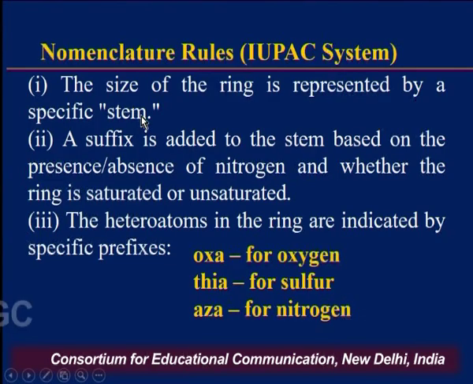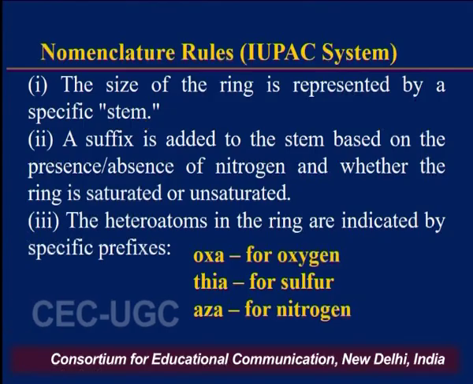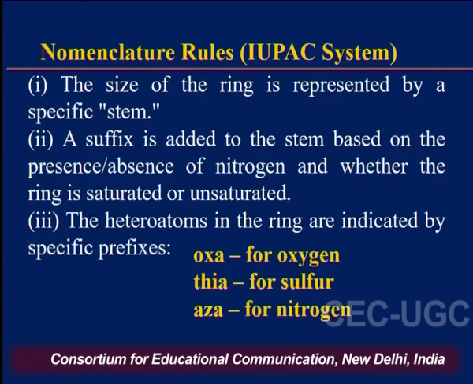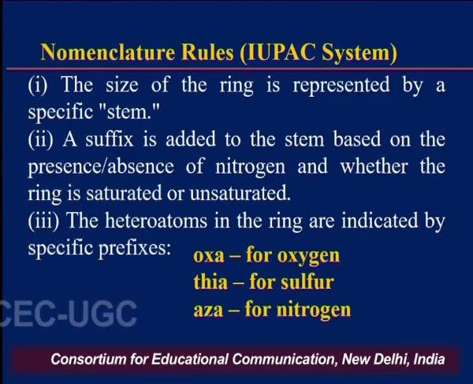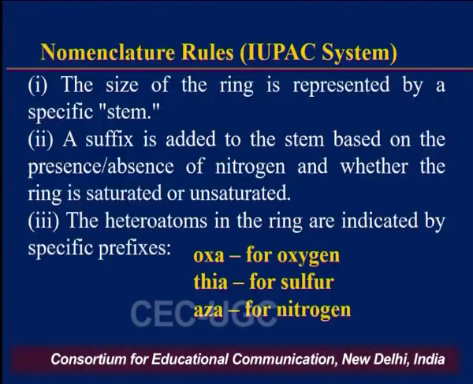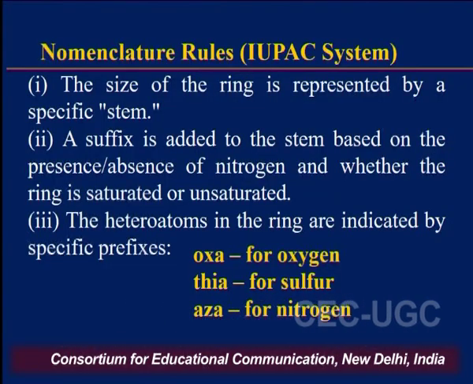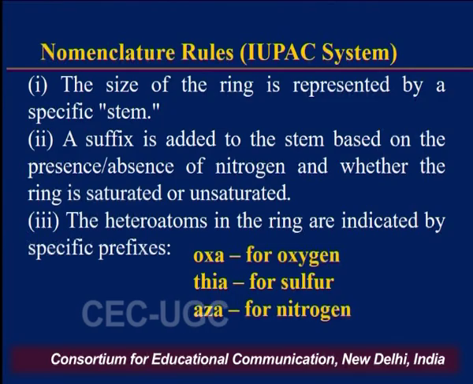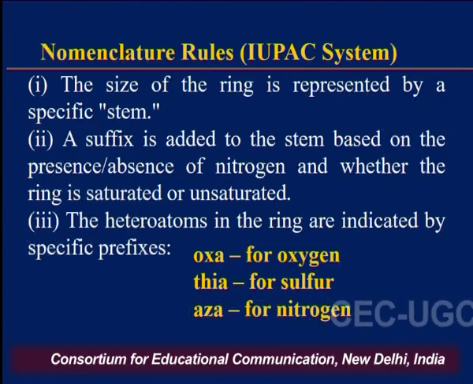So we need a particular or specific stem on the basis of the size of the ring. Suppose the size of the ring is 3-member or 4-member or 5-member, then each ring size will have a different stem. We will see this in the next slide. Further, the second rule is that after the stem we have to add a specific suffix, and before the stem we have to add a specific prefix.